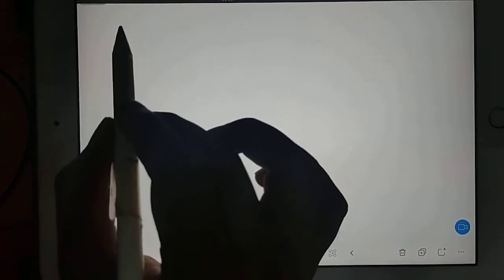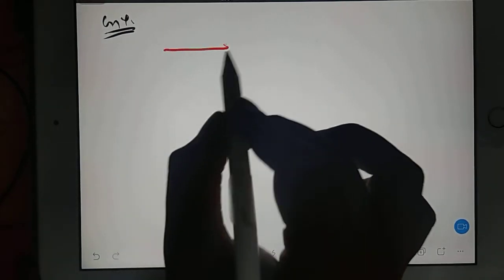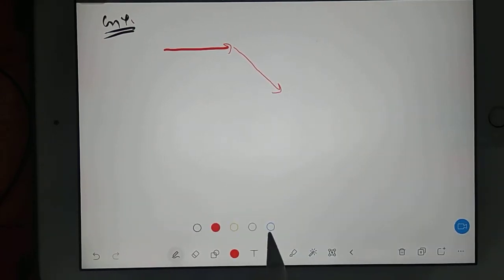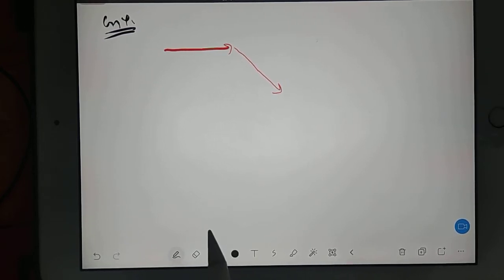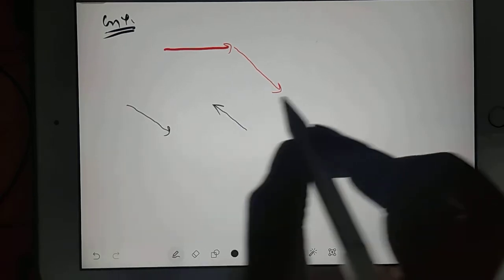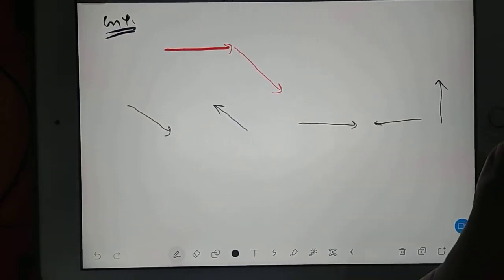Now take one more thing. Suppose you have to add these vectors. Suppose I'm making a GATE question. In that question I'm giving you one vector like this, and suppose another vector like this. So if I'm looking for the resultant vector direction, where will it be? It will be like this, or like this, or like this. I can make so many examples, right?